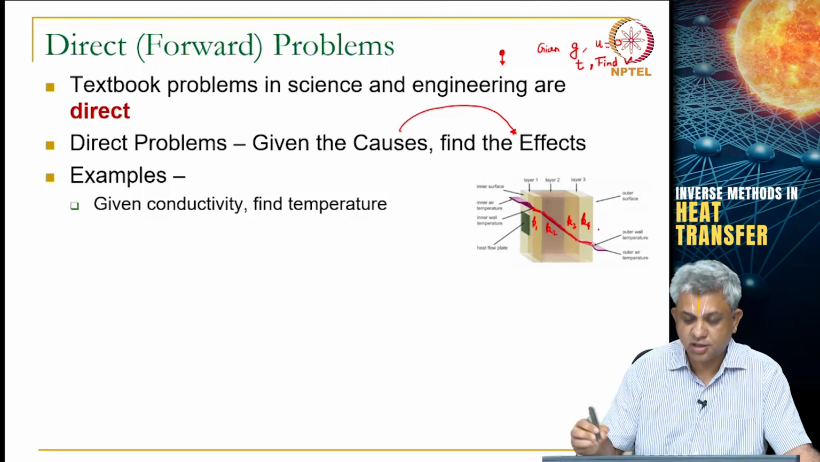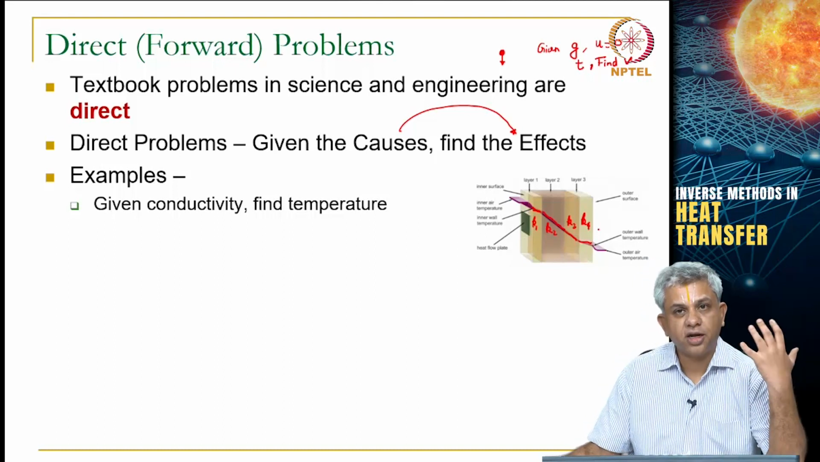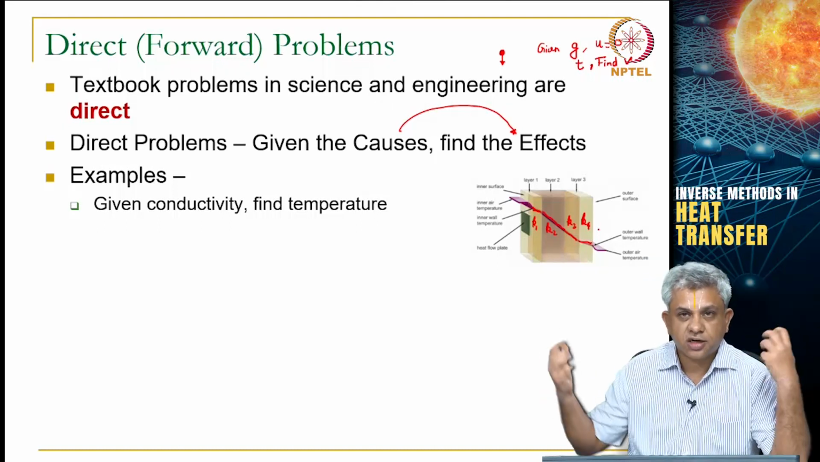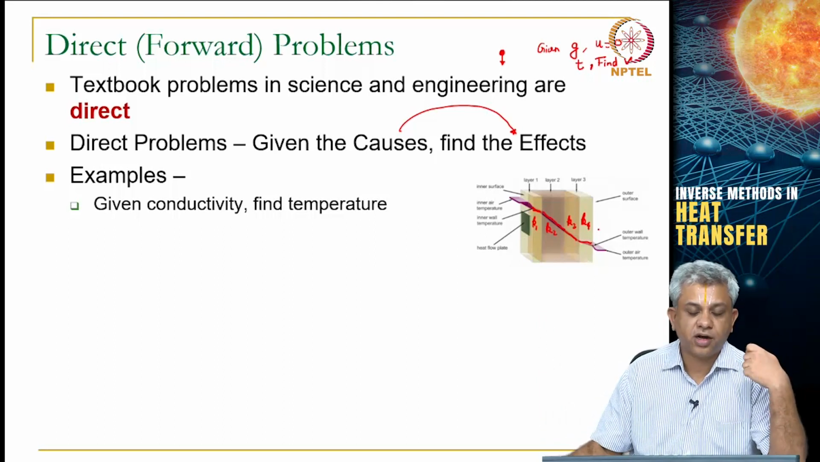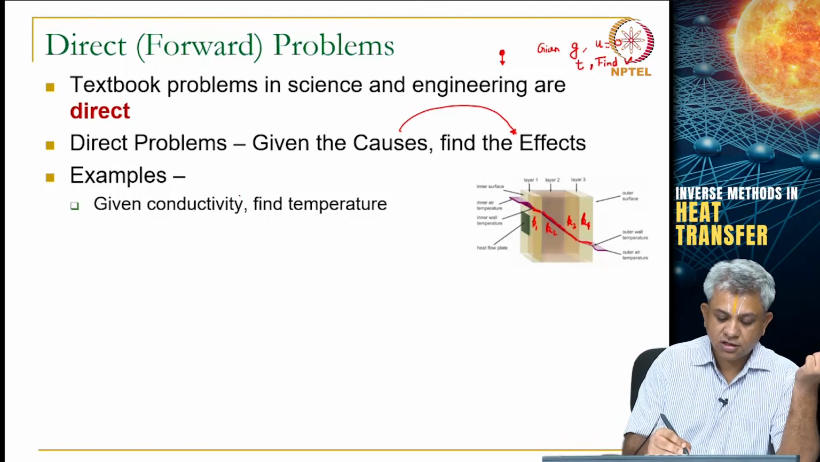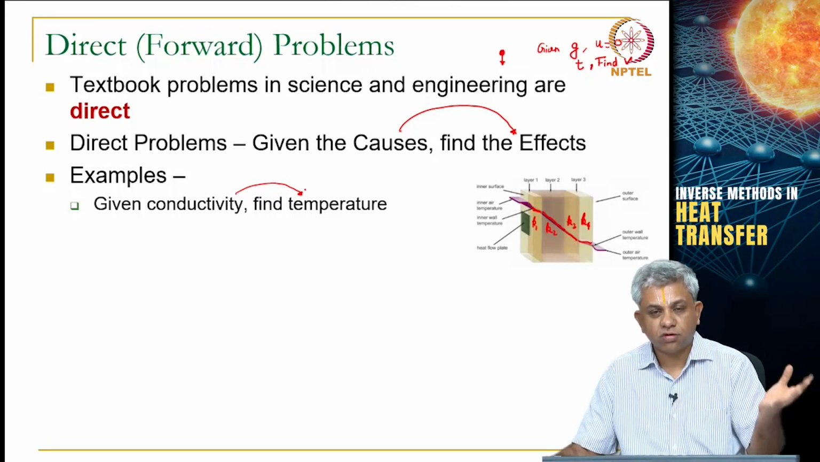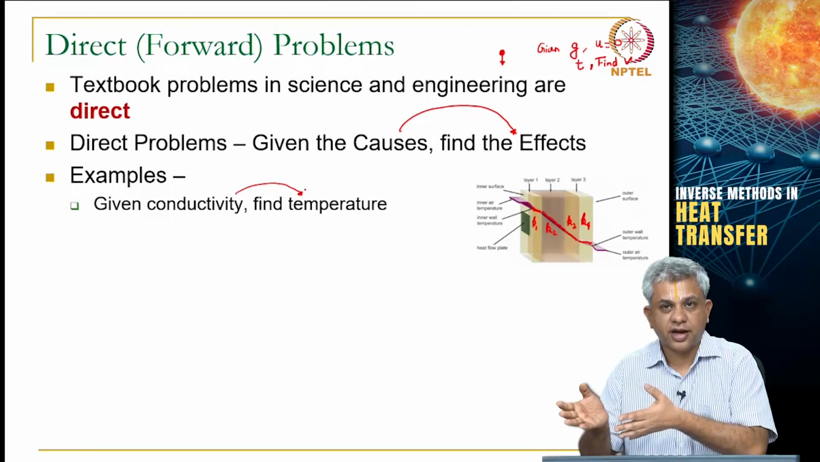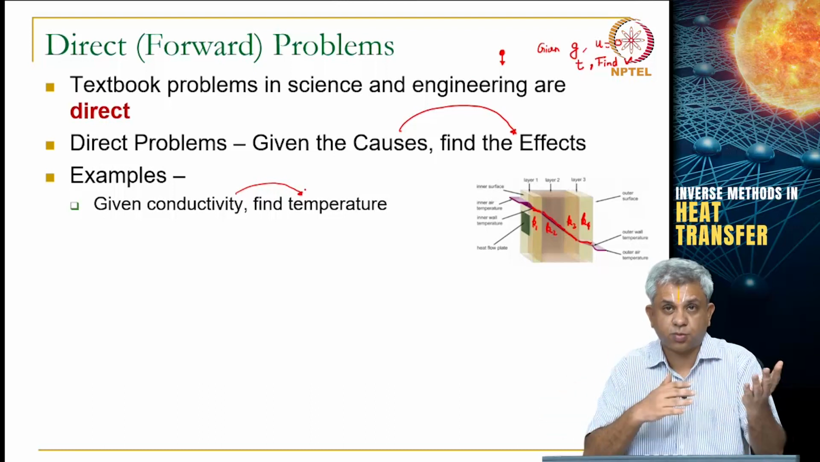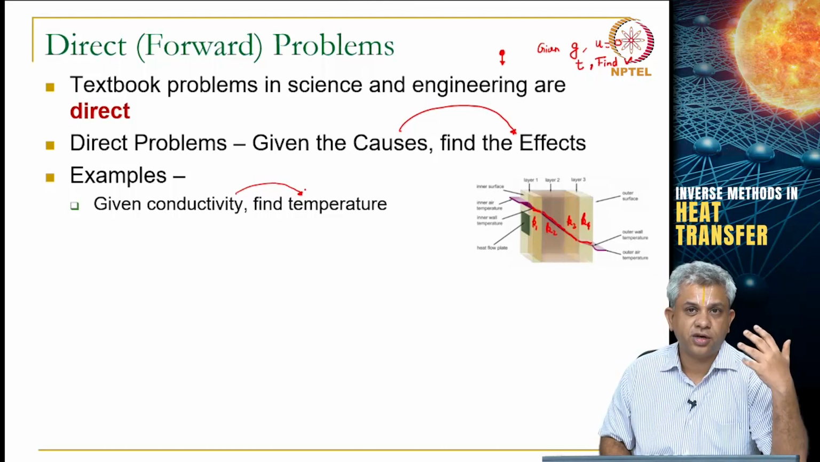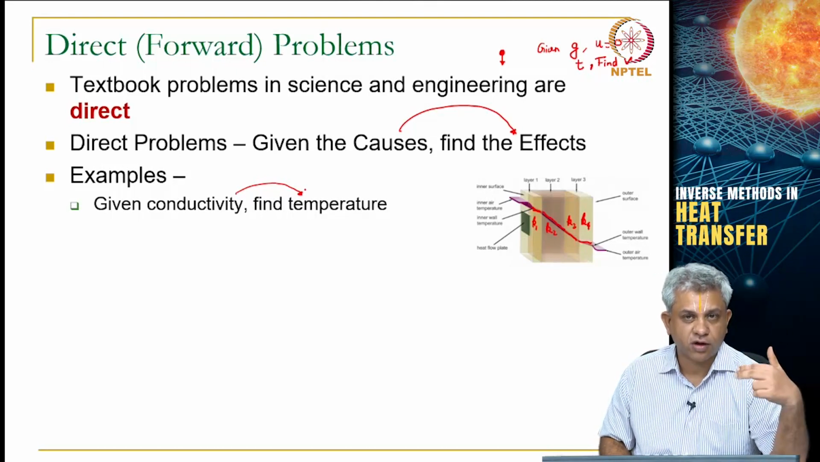So what is the cause here? The cause here is whatever material property exists, the energy conservation, and the boundary conditions, and you are asked to find out the effect, which is the temperature profile. Very soon, in the next slide, you will start seeing the inverse problem of this, but I would also like you to think about what the possible inverse problems could be as I am going over the direct problem.